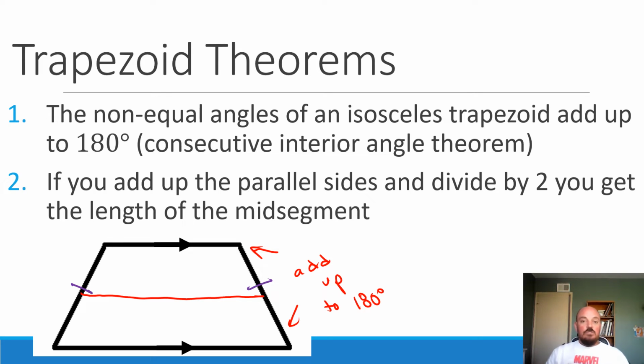All right, so let's turn these two theorems. These are our two trapezoid theorems. This is pretty much all there is for trapezoids. So let's take these two trapezoid theorems and turn them into some examples.